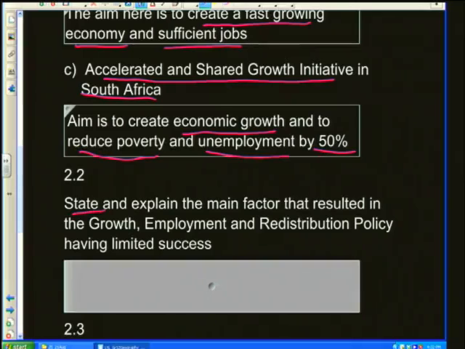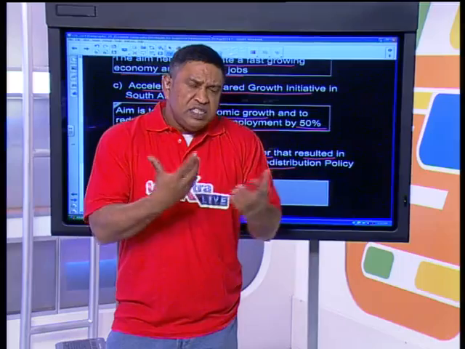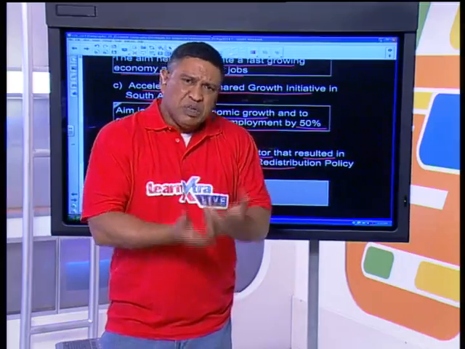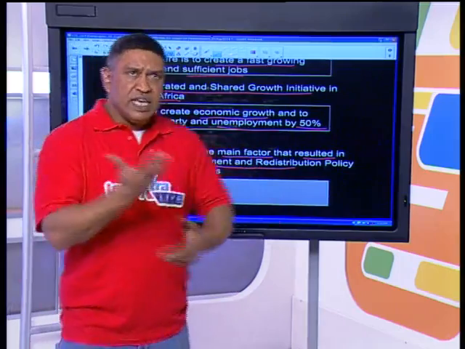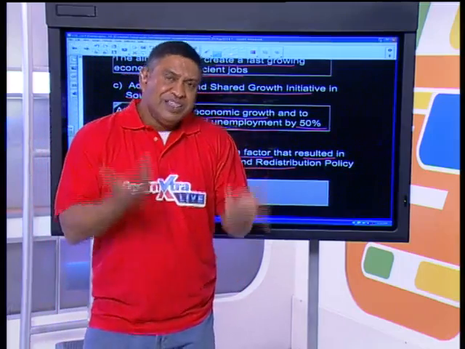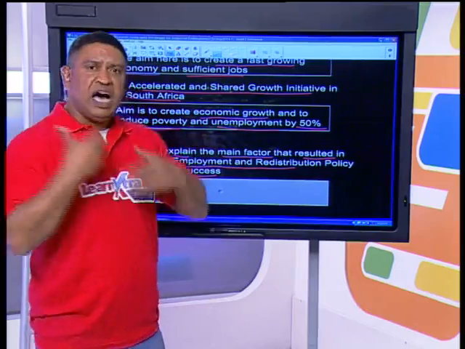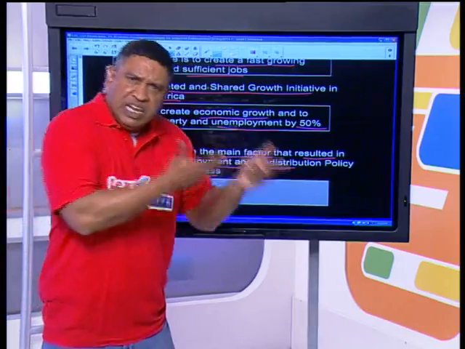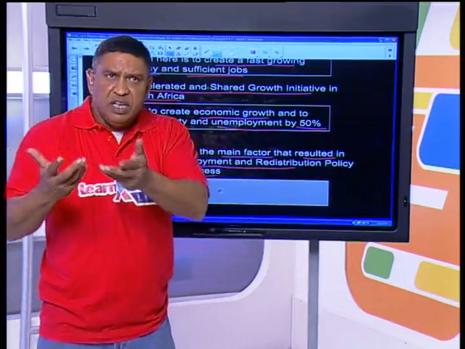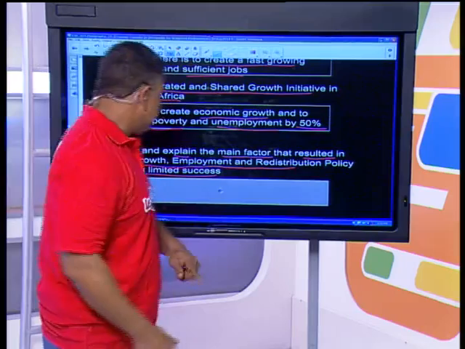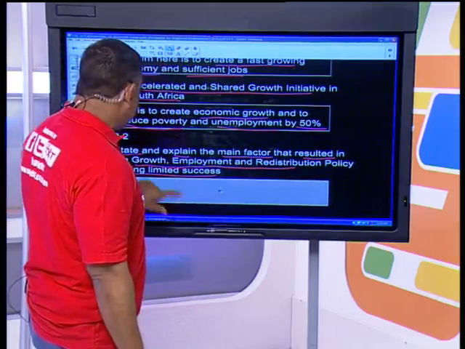State and explain the main factor that resulted in the growth and redistribution policy having limited success. Can you see what's happening here, learners? This is very content-based, so it's simple. You know this answer already: economic growth was slow. Therefore, we could not get as many employment opportunities because there are fewer factories. It didn't grow that fast. So there are fewer businesses, fewer jobs. Let's look at our answer again down here.